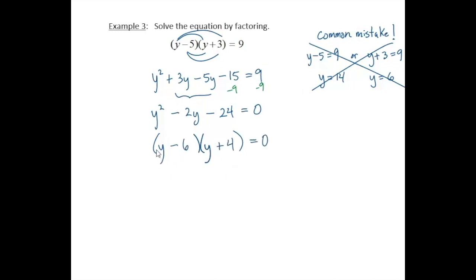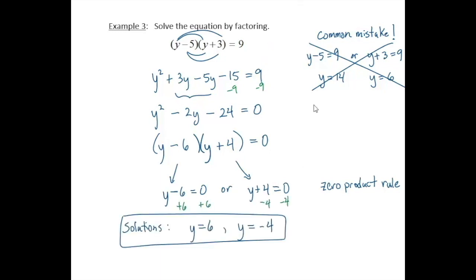Double checking our factoring, we have y times y equals y squared. Positive 4y plus negative 6y is equal to negative 2y, and negative 6 times positive 4 is negative 24. Now we have a product of two factors equal to 0, so we can use the zero product rule. And isolating the variable in each of these equations will give us our two solutions. That gives us the solutions y equals 6 and y equals -4.